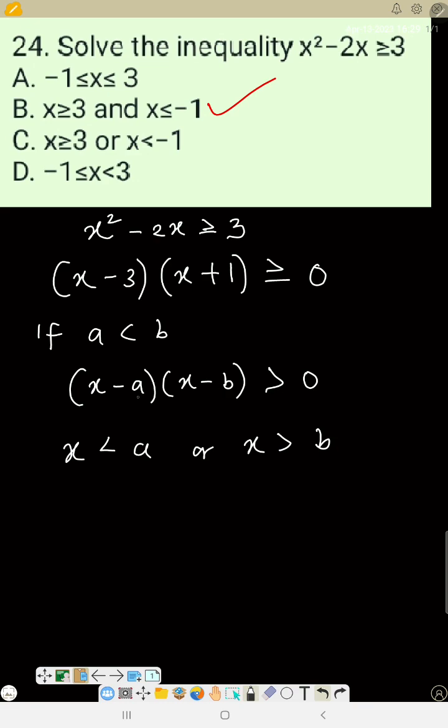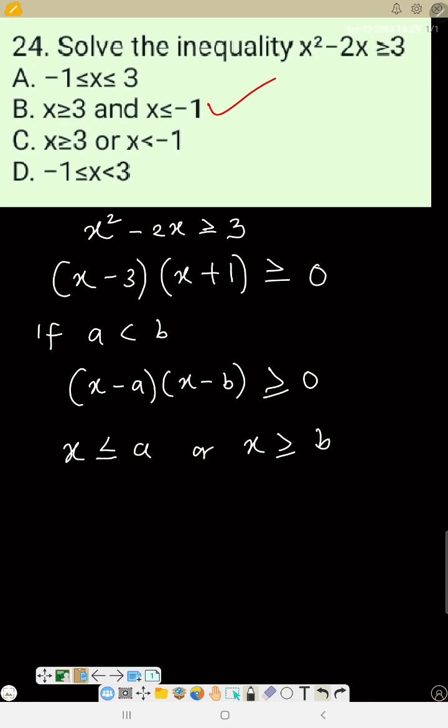So if your quadratic expression is greater than 0, then s is less than a, s is greater than b. But you must know that a is less than b. So now, if it is greater than or equal to, this will just be s is less than or equal to a, s is greater than or equal to b.